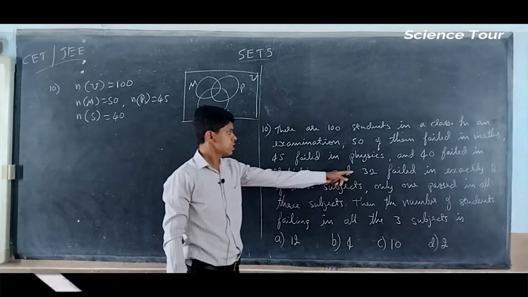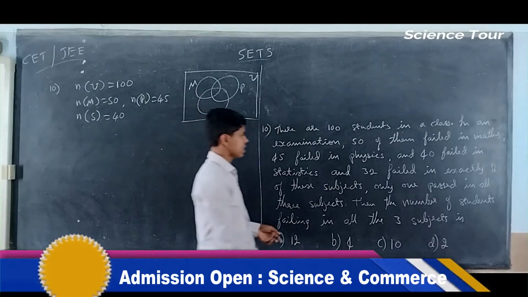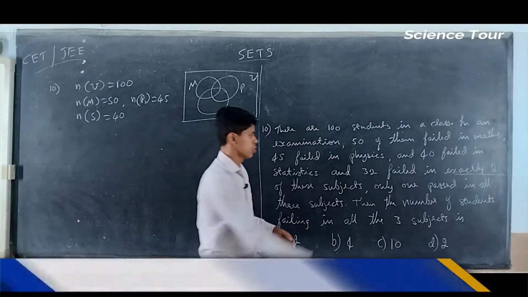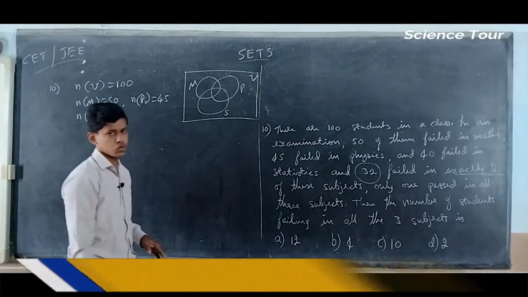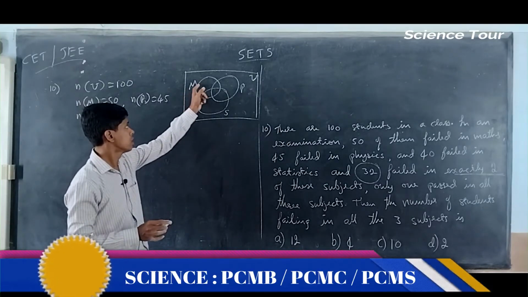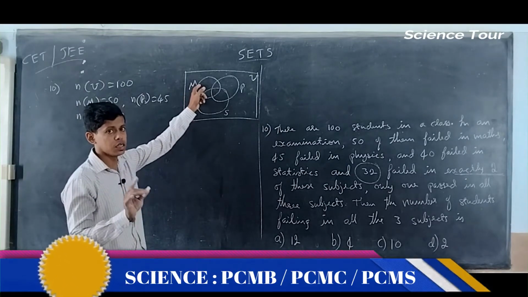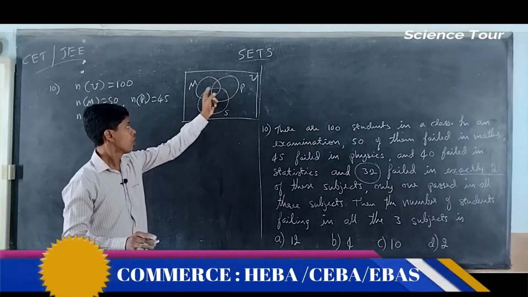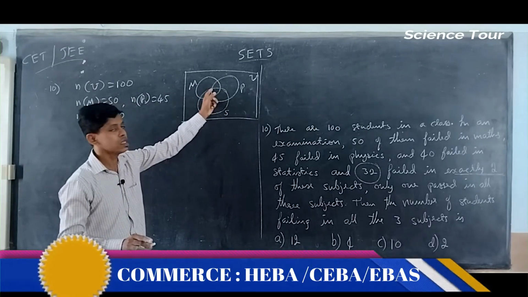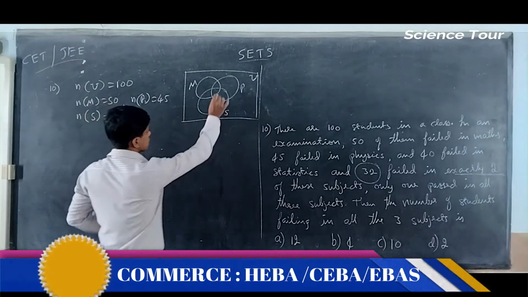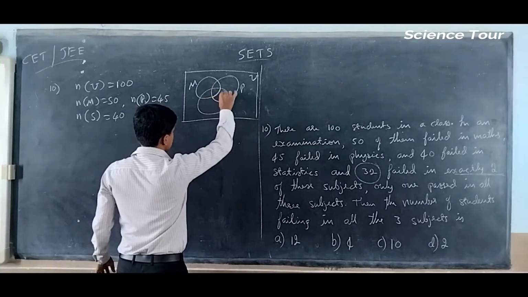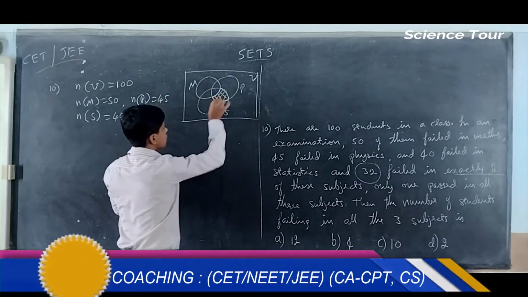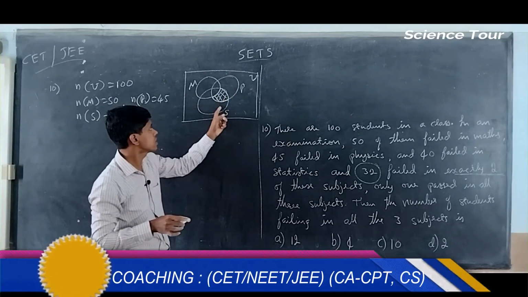Now 32 failed in exactly 2 of these subjects. So 32 people failed in exactly 2. What do you mean by that? That means there are 32 students who are either in this region or in this region or in this region. When you add these 3 regions, understand? These are the people who failed in exactly physics and stat.